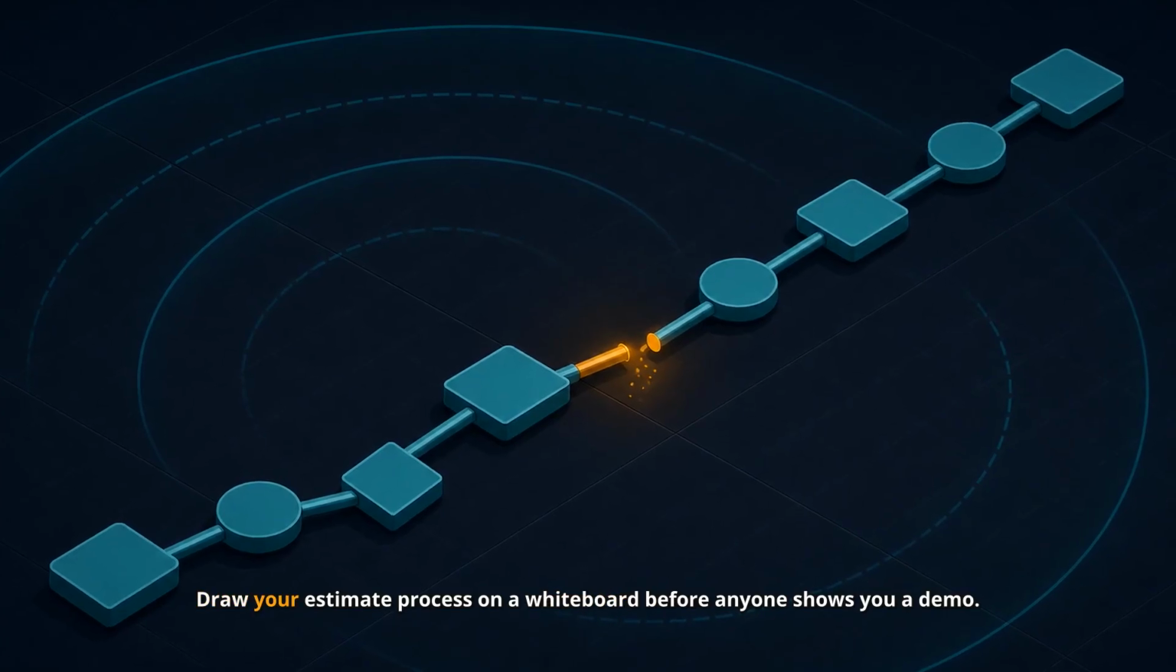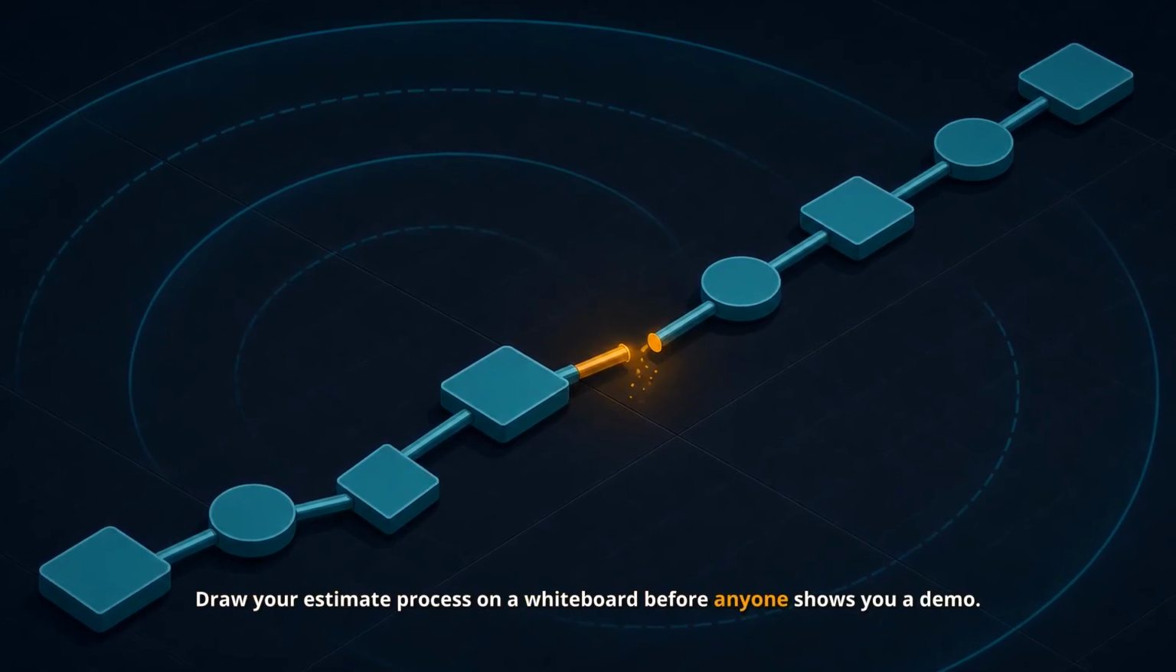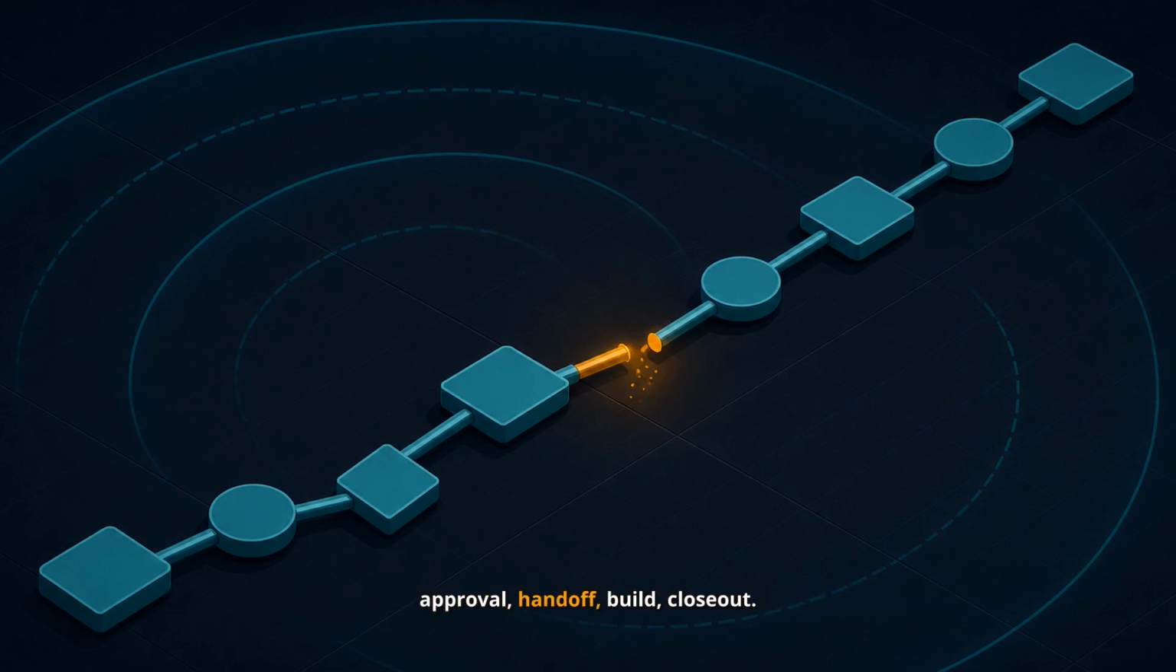Step 1. Draw your estimate process on a whiteboard before anyone shows you a demo. Map the path a real job takes. Lead-in, inspection, scope, pricing, proposal, approval, handoff, build, closeout. Write down every handoff and every field that has to be captured. Then mark, honestly, where it breaks. Missing photos. Scope clear to the salesperson and a mystery to the crew. Wrong material ordered because nobody wrote down the existing layers. Those breakpoints are your real requirements, and a tool that doesn't touch your top 3 is the wrong tool.